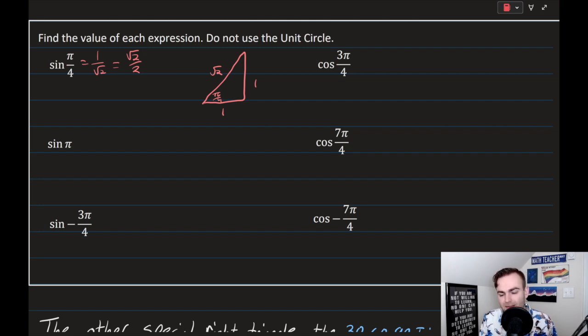Sine of pi. That means we're going directly left. That point is (-1, 0). And I know coordinate-wise, sine is the y. So this is 0.